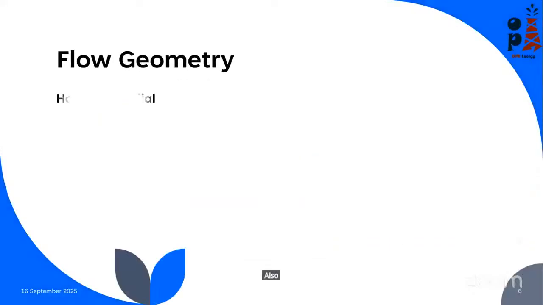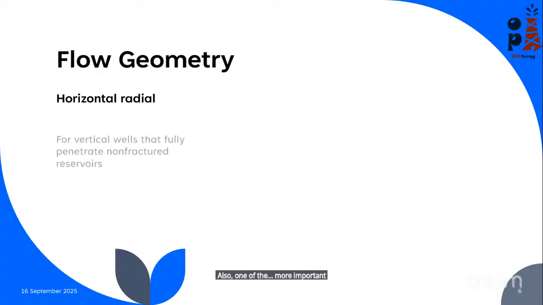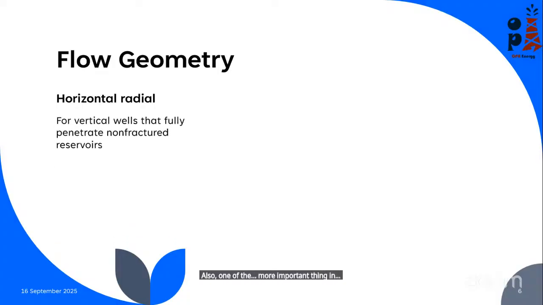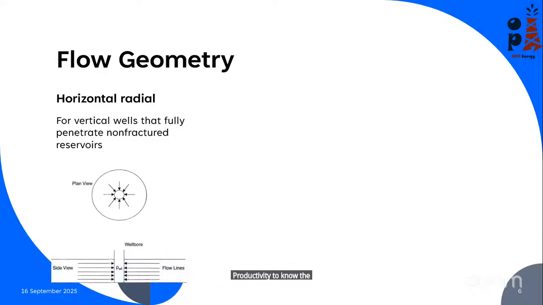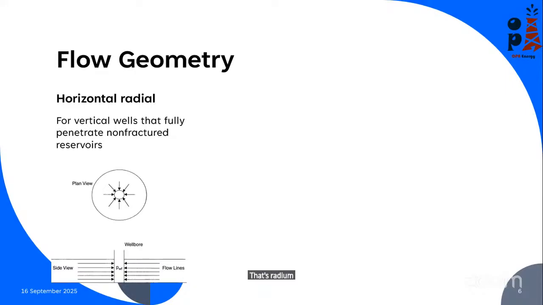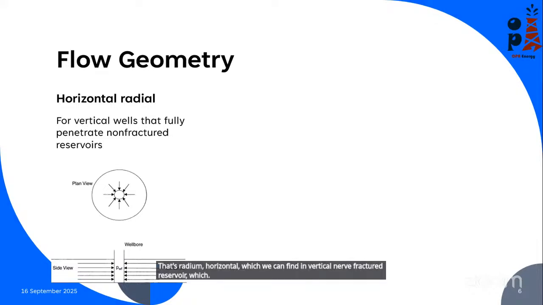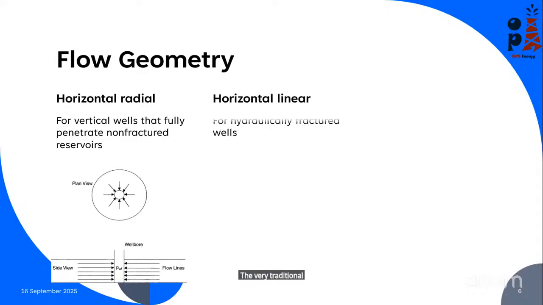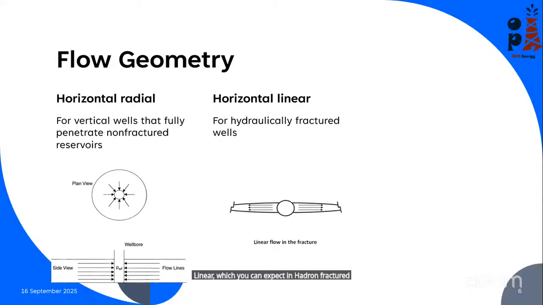Also, one of the more important things in productivity is to know the flow geometry of your well. One of the basic geometries, which we have in all types of wells, is radial horizontal, which we can find in a vertical non-fractured reservoir, the very traditional well system. Also, you have horizontal linear, which you can expect in hydraulically fractured wells, which now are very common.